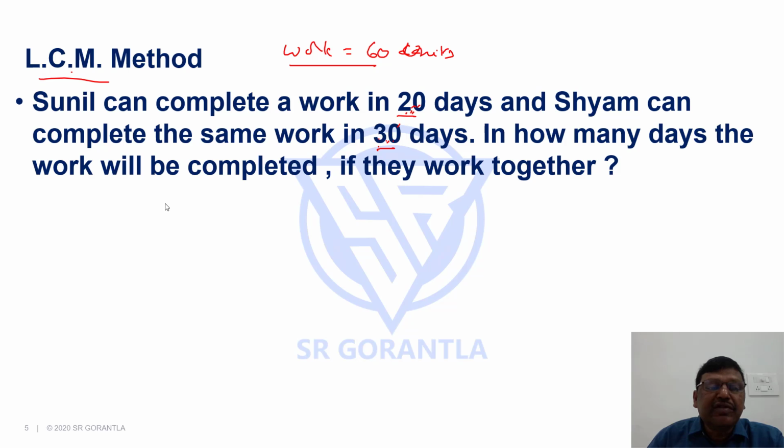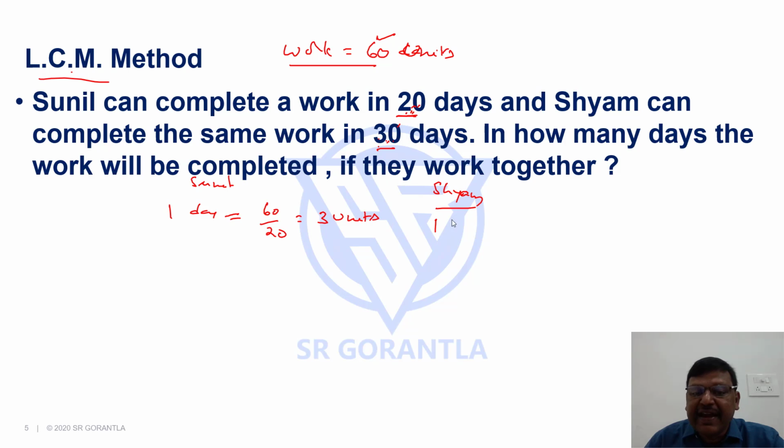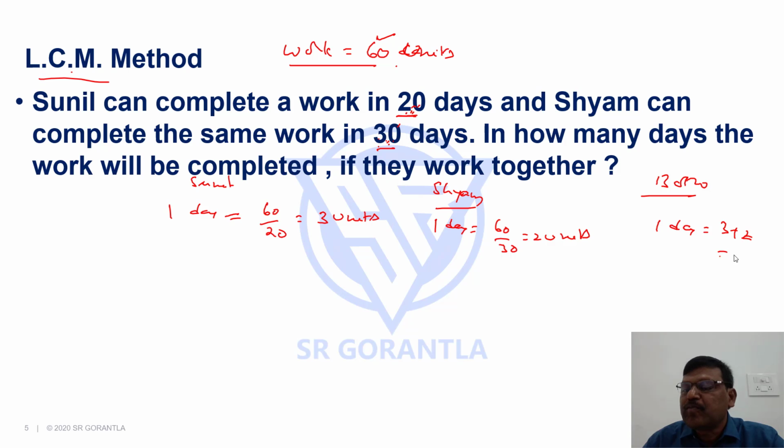If the work is 60 units, in 1 day, how many units can Sunil complete? 60 units is the total work. He can complete the work in 20 days. In 1 day, he will do 60 by 20, 3 units. What about Shyam? 60 units is the total work, but he will complete that in 30 days, means per day he will do 2 units. So both in 1 day will do 3 plus 2, 5 units.